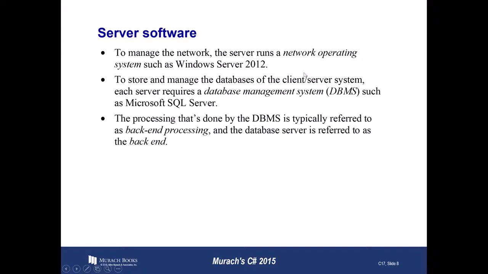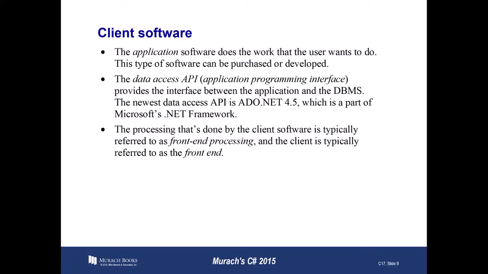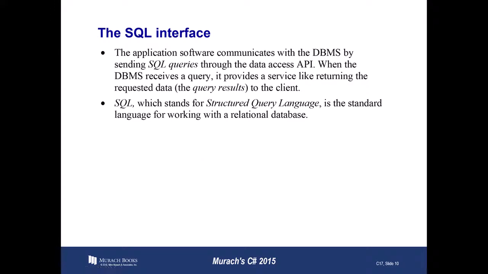To manage, usually it runs a network operating system such as Windows Server 2012. Typically, database servers run something called Microsoft SQL Server for their server software. And a client software can really be anything. Typically, it's a data access API, or API stands for Application Programming Interface. It says the newest data access API is ADO.NET 4.5. The book is a little old, so don't worry too much about that nugget of information.